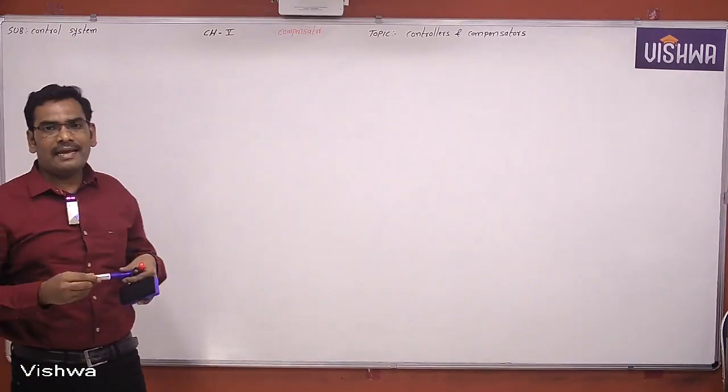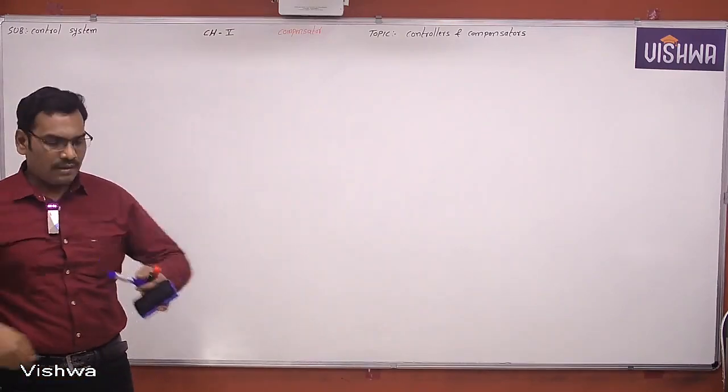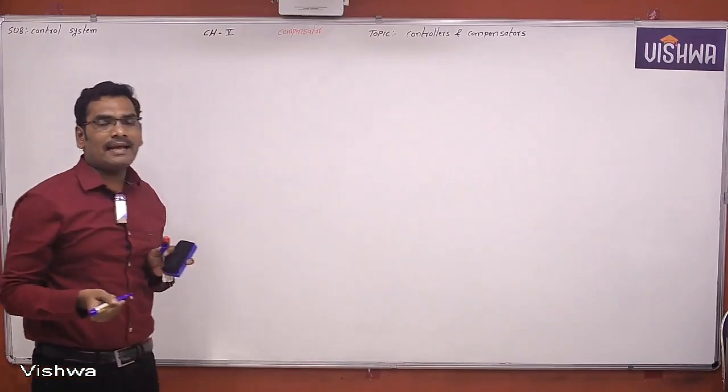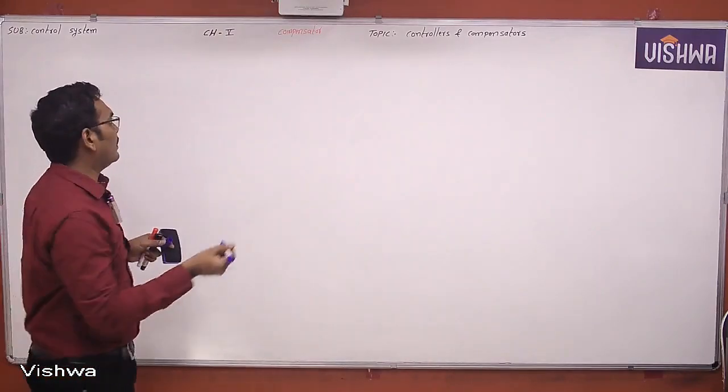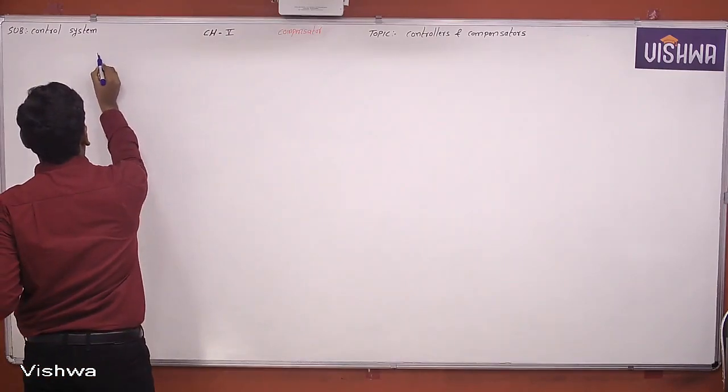Now we have seen the lag compensator, its transfer function and everything, which we completed, right? Now we will verify whether the compensator is a lag compensator or not. How can we verify? We will verify by using the Bode plot.